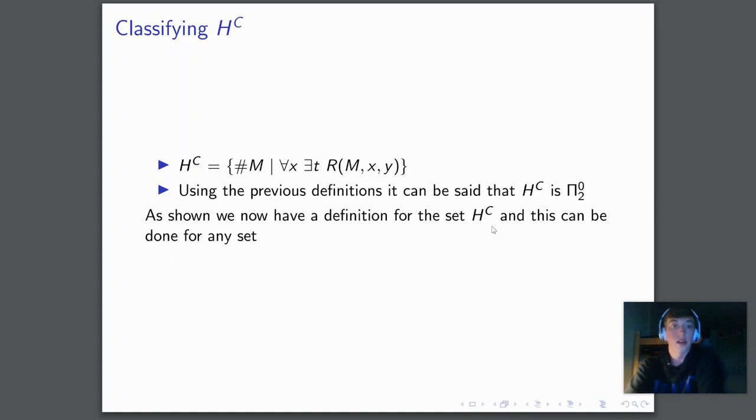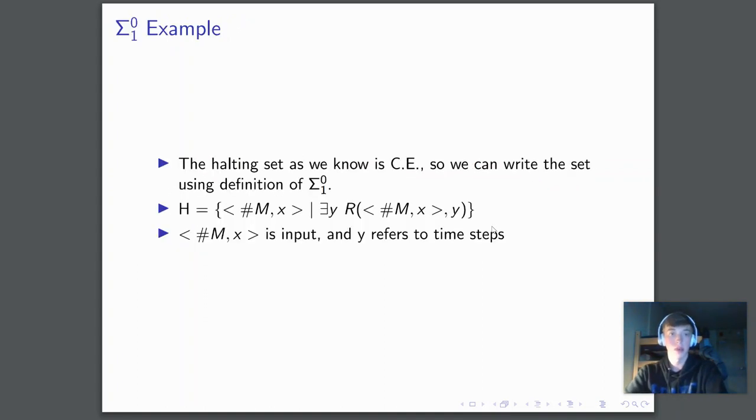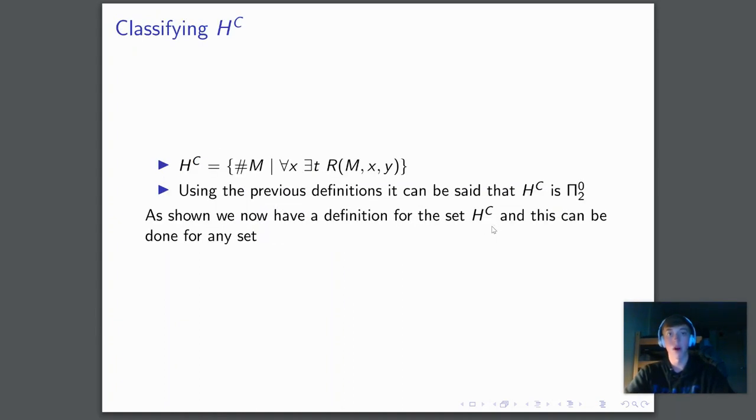So the halting set's complement can be defined as this. Given a machine, for all inputs x, there exists a time step t such that when you run x on this machine, it will halt after t time steps. This is pretty similar to the last way of defining H, except that instead of showing it for a singular x, we want it for all x. And that's what changes this into the arithmetical hierarchy classification Pi 0, 2.